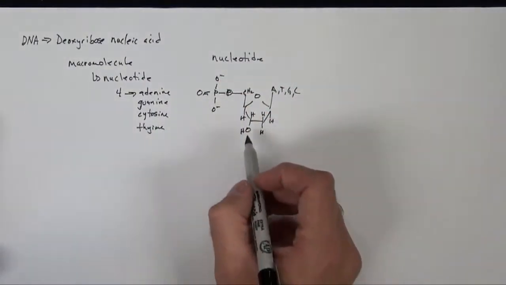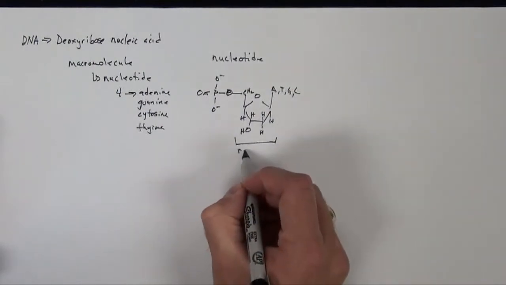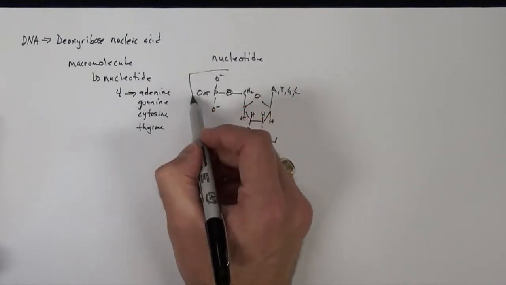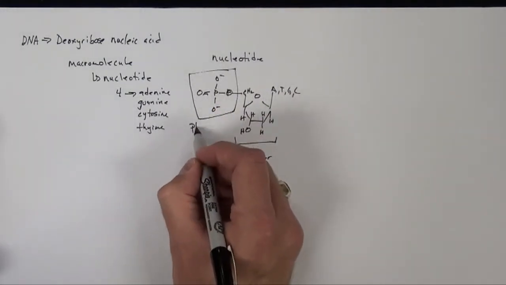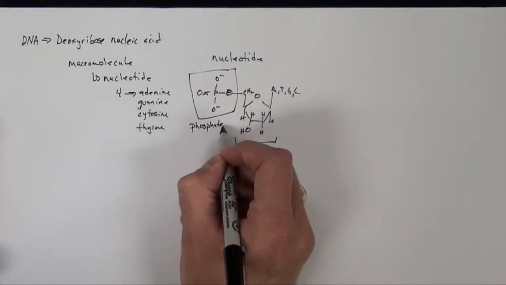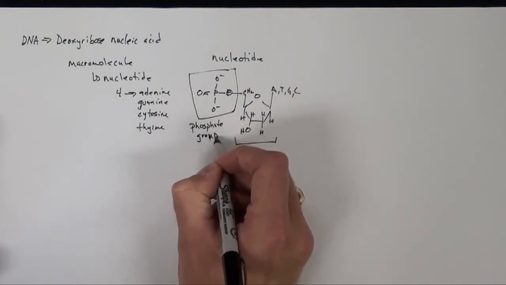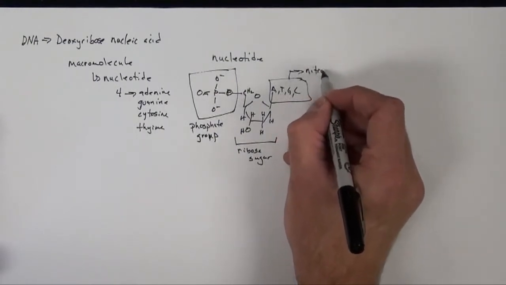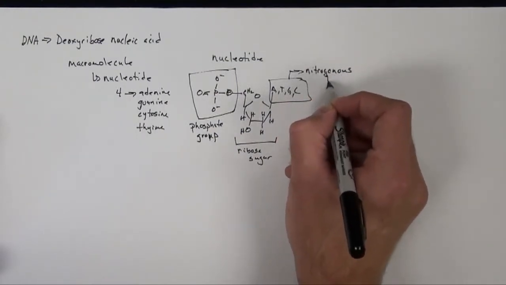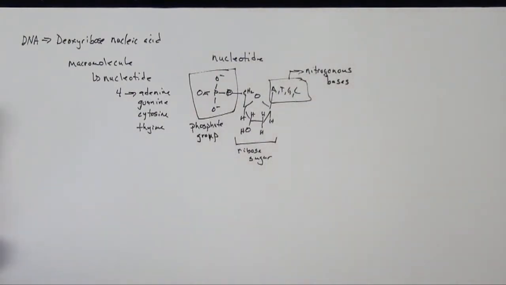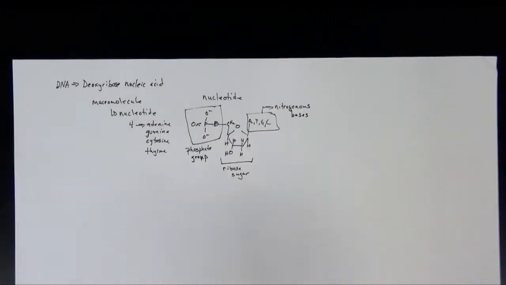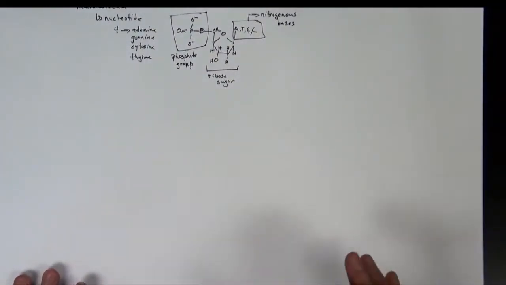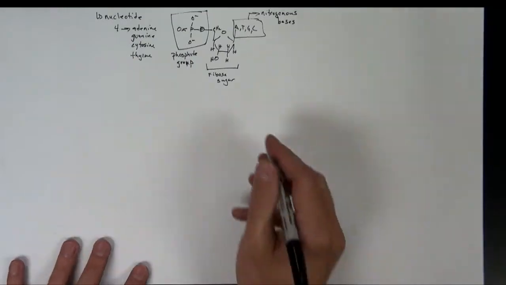So here's the overall structure. This component here would be the ribose sugar. This is the phosphate group. And these would be defined as the nitrogenous bases. Okay, to draw a little bit more in detail and to give you a little idea of how we named the molecule, I'll just draw it again.